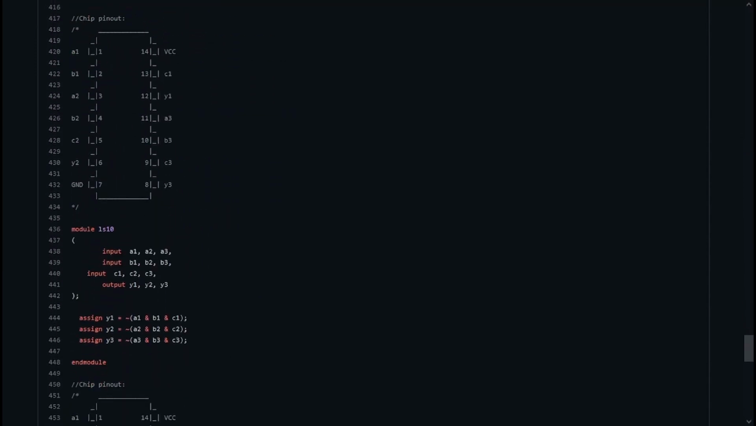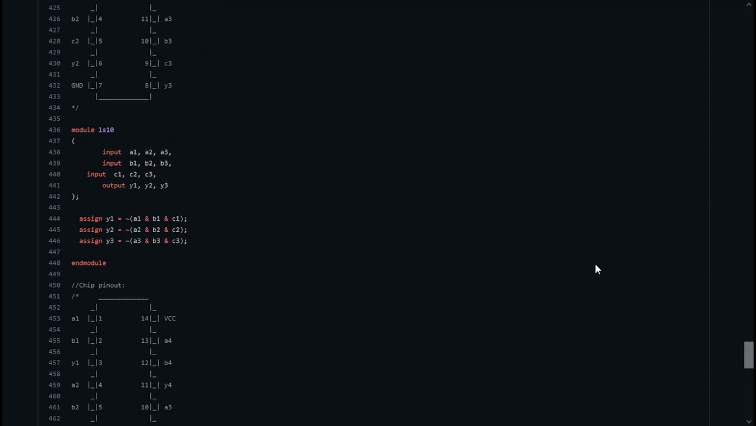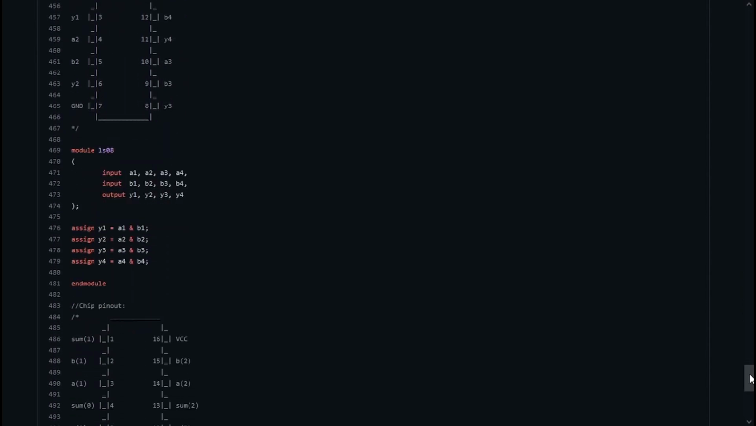That's a 163. I have added a module for the LS10, which is a 3-input NAND gate. We didn't actually use that in the final model. You don't need to. It's really just a very simple line. If things get super simple, there's really no point in implementing a chip. I was just doing this for completeness. Same with the LS08, which is a quad 2-input AND gate.